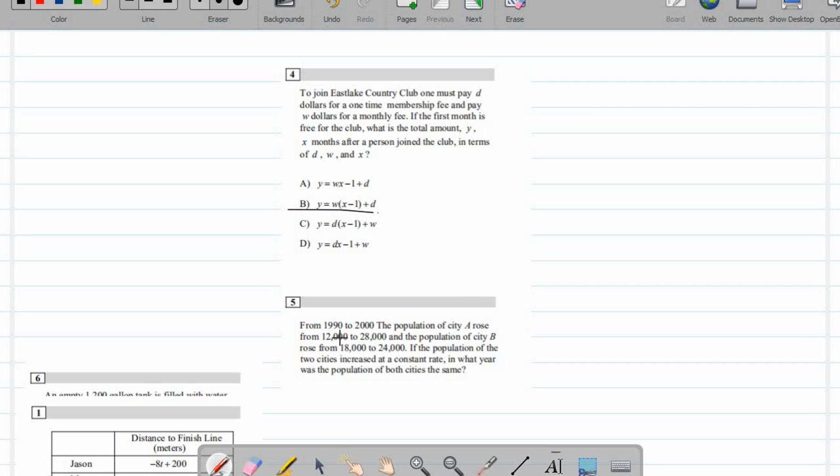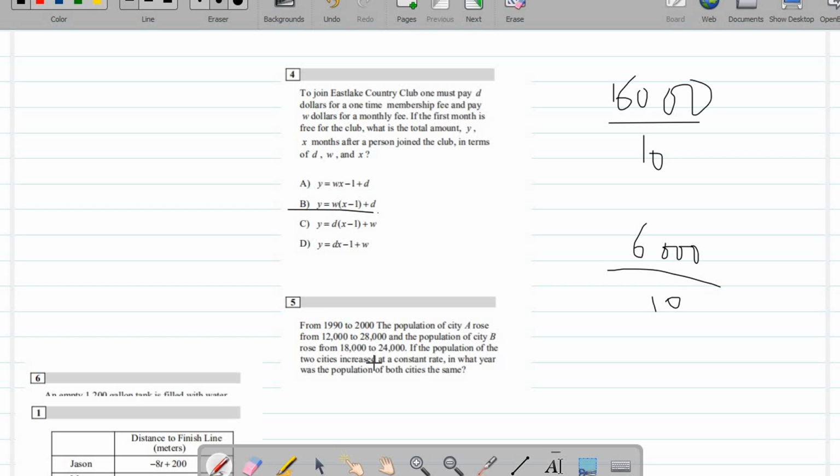The population of city A rose from 12,000 to 28,000. So you're simply going to subtract 12,000 from 28,000. You'll be having 16,000 there. That means in 10 years time there was an increase of 16,000 persons. Now they also say city B rose from 18,000 to 24,000. That's an increase of 6,000 persons in the same time. So you have 6,000 and still in 10 years time.